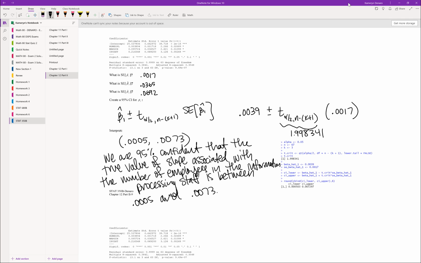What does this mean in context of the problem? A 1% increase in the number of employees in the information processing staff is associated with a $5 to $73 increase in the salary of beginning programmers or analysts, while holding all other variables in the model constant. So while holding the profit margin and IP cost constant.